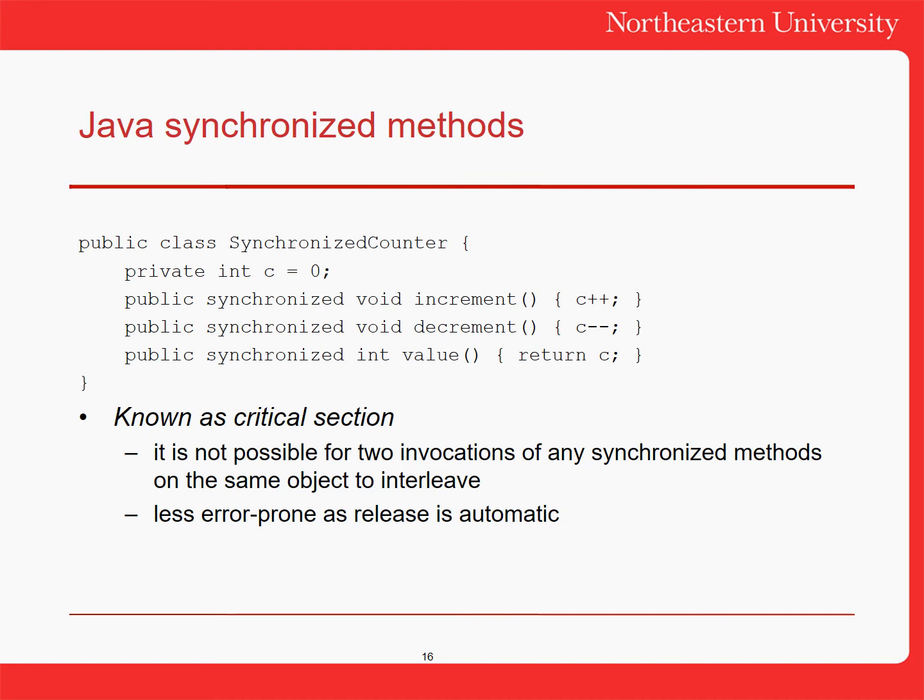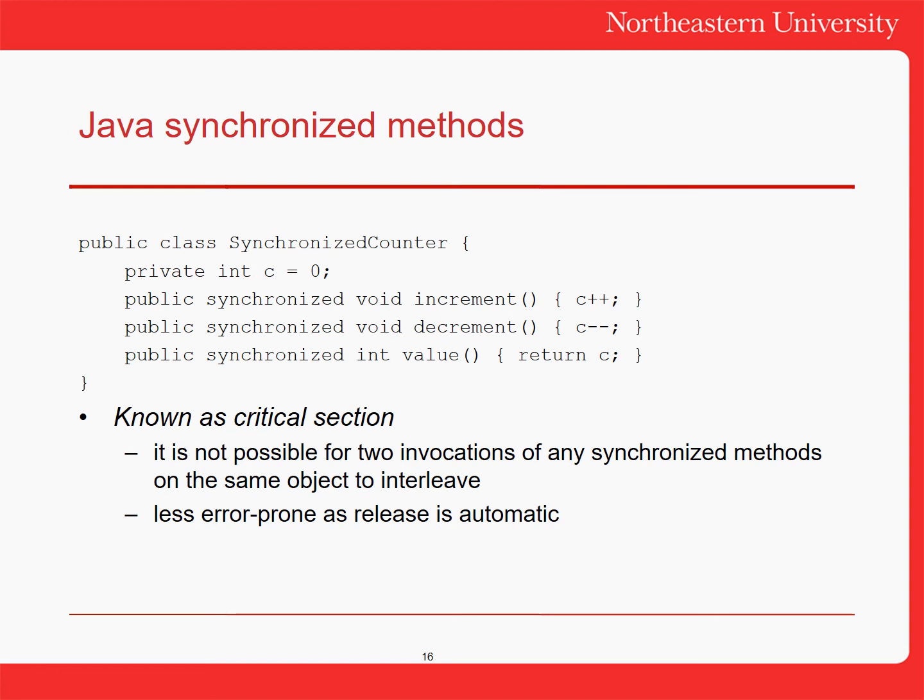This is typically known as a critical section. As the slide says, it's not possible for two invocations of any synchronized methods on the same object to interleave. This is really simple to do. You don't have to explicitly grab the lock and release the lock in your code. That's done for you by the Java runtime.